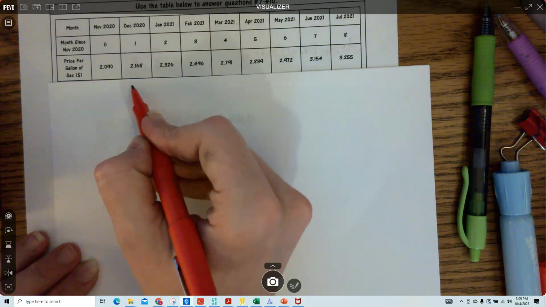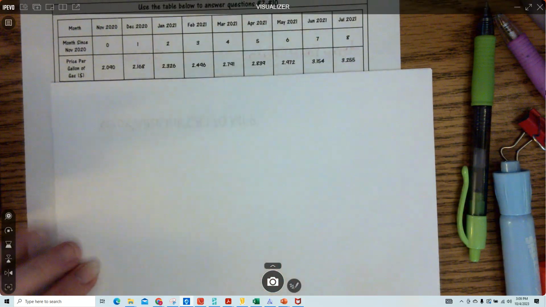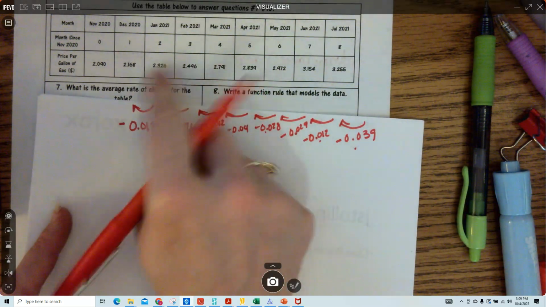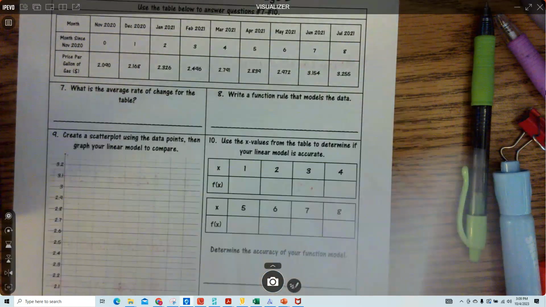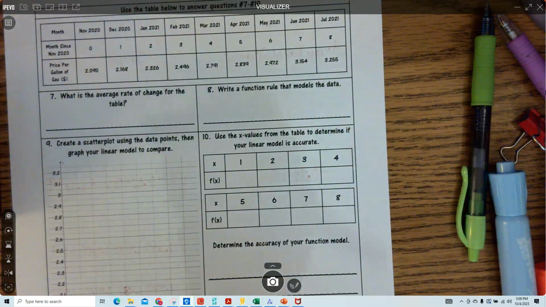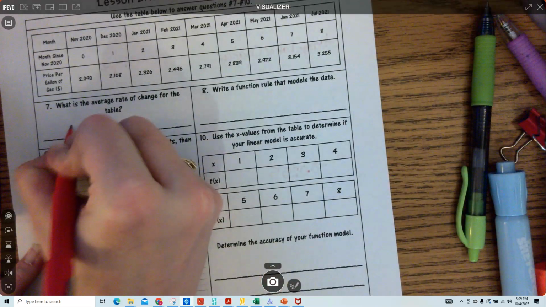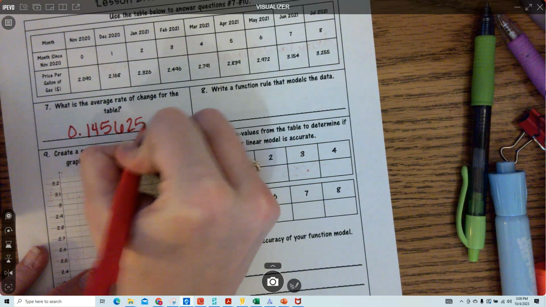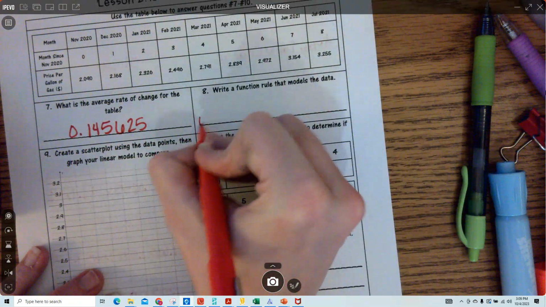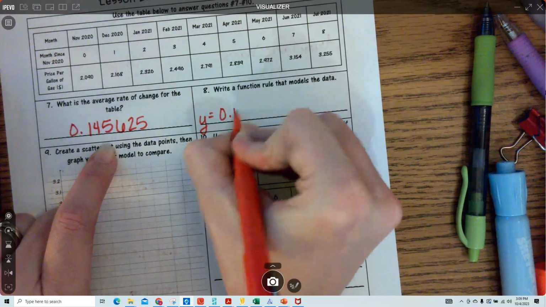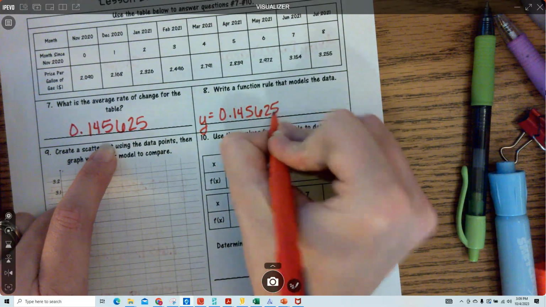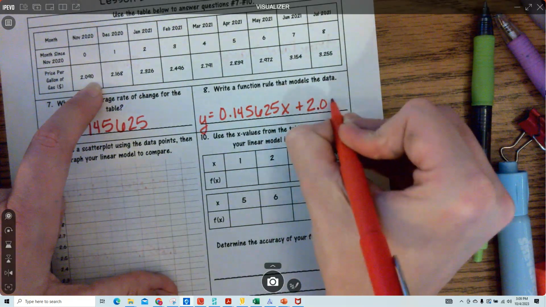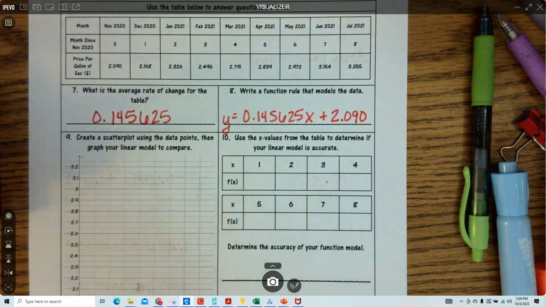I'm not going to go through the whole process because I already did it on the other one and it's tedious. But going through and subtracting backwards and then dividing by what I have, the average rate of change is 0.145625. So the function rule, we would use that average rate of change, slap an X behind it, and then the 0 value, that's my y-intercept.